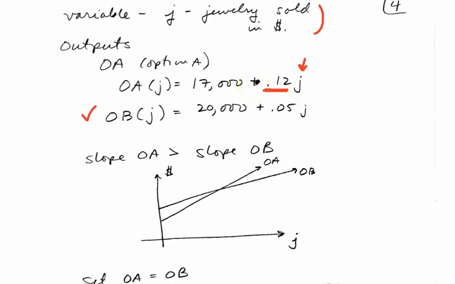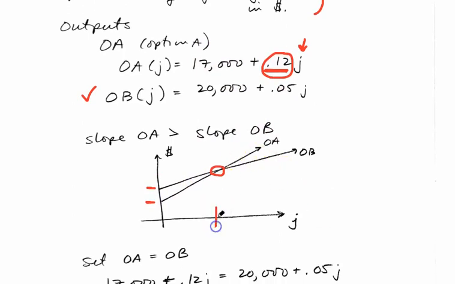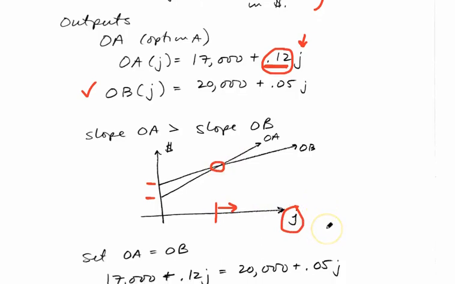So if we just plot these, and get a feel for it. When J equals 0, option A, you start with 17,000. Option B, you start with 20,000. So this would represent 17,000 for A, and that would be 20,000. And then the rate changes. The slope for option A is steeper than for option B. So at some point they're going to cross each other, and then option A becomes a better decision. It'll pay out more, all dependent upon the amount of money in the transaction.